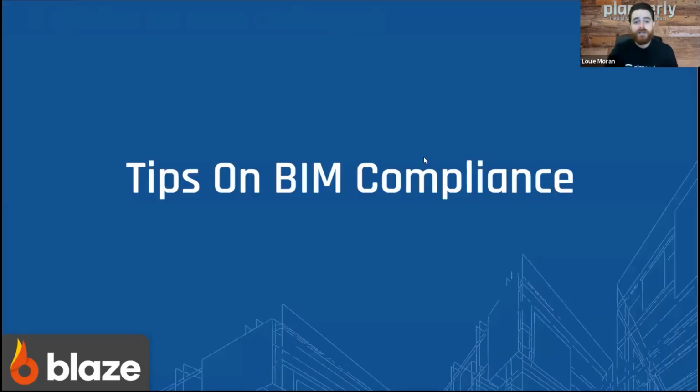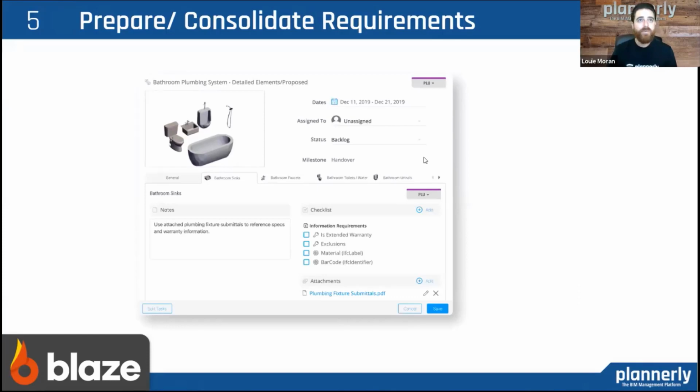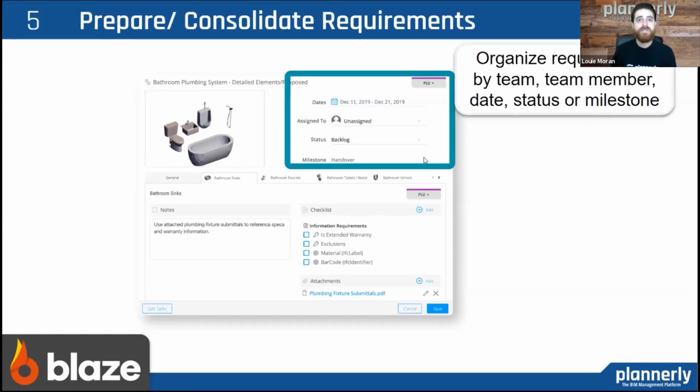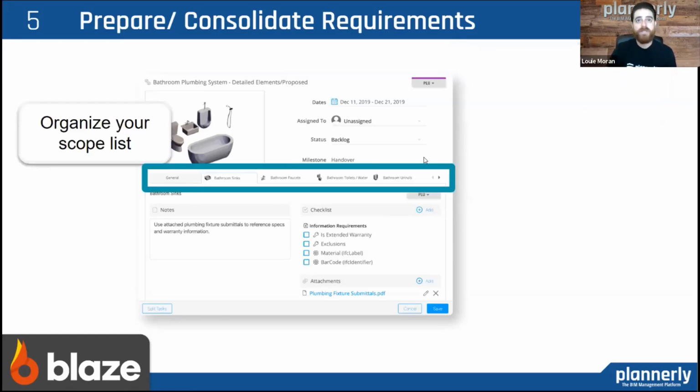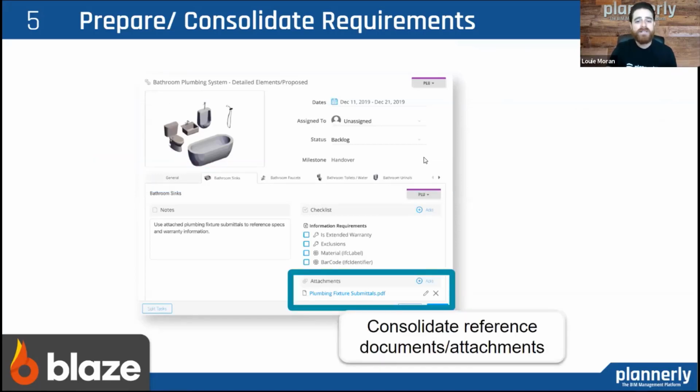So some tips on BIM compliance. We first need a way to gather all of that information. A BIM execution plan document that's 50, 60 pages long sometimes isn't the right way to consolidate. We want a way to organize the schedules, the teams, who's assigned, what are the major milestones for each of the components. We want a way to organize the scope list, the exact checklist that I need to go through for this trade or this model. And then we want to consolidate all the documents that we've submitted.